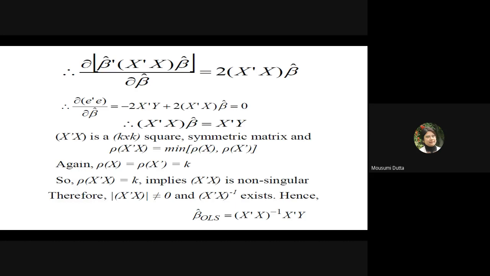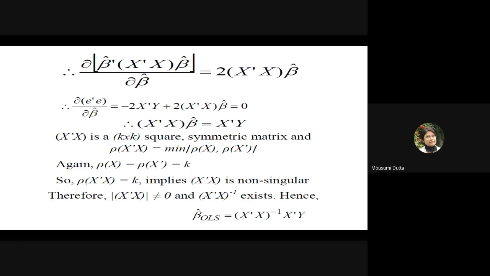By first order condition of minimization, we are setting this equal to 0. So we are getting the equation X prime X beta hat is equal to X prime y. This is the set of normal equations. This is the set of k number of normal equations.